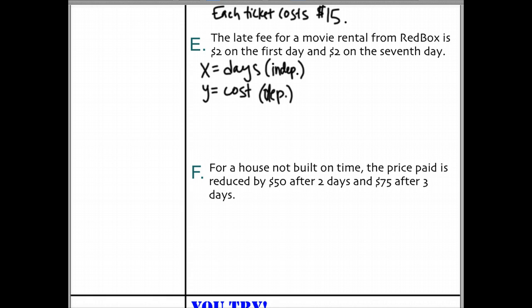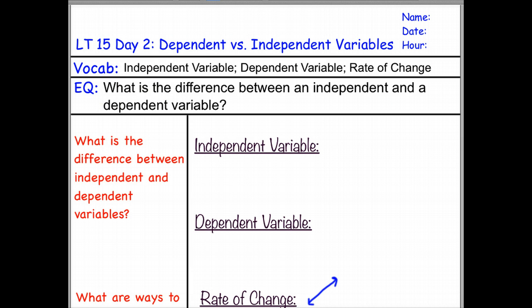Now we can write our nifty chart, x and y. On the first day, it is a $2 late fee, and on the 7th day, it is also a $2 fee. Now let's check what our change in y and our change in x is. Our change in y did not change at all, so it will be 0 change. And our change in x from 1 to 7 was plus 6. So this is a case where we're going to flip back to the first page when we talked about the rate of change.